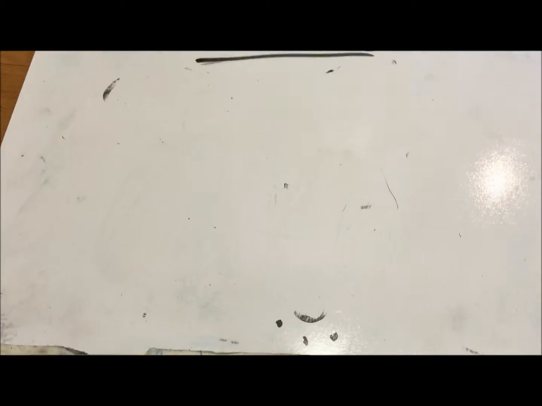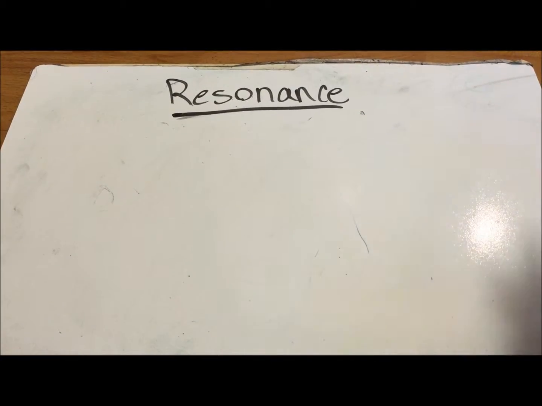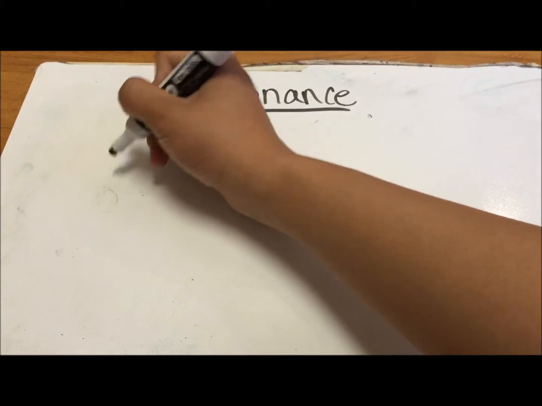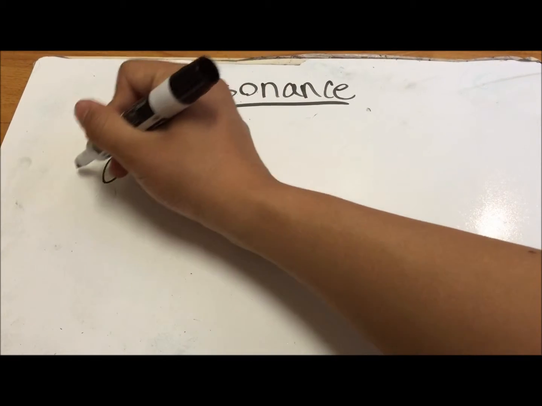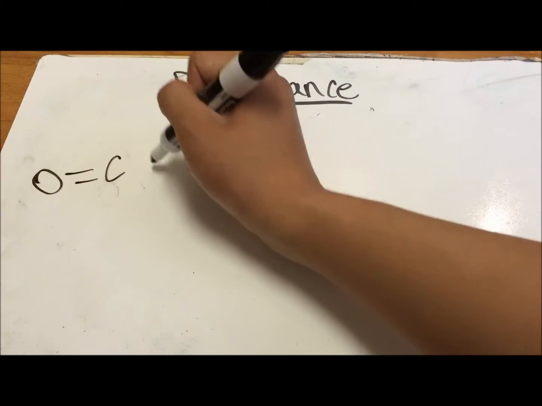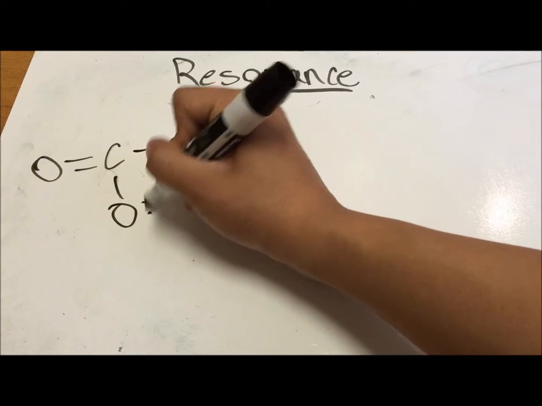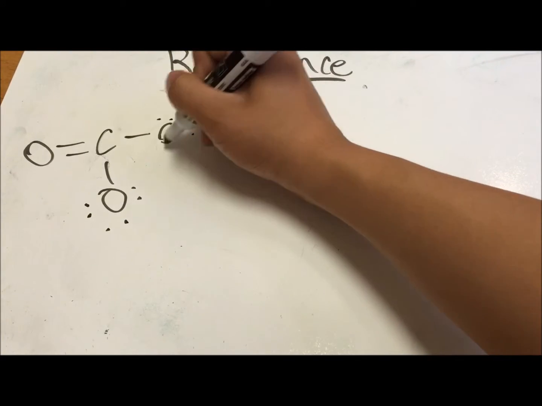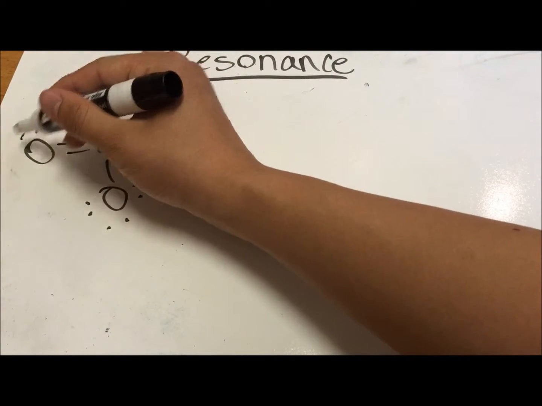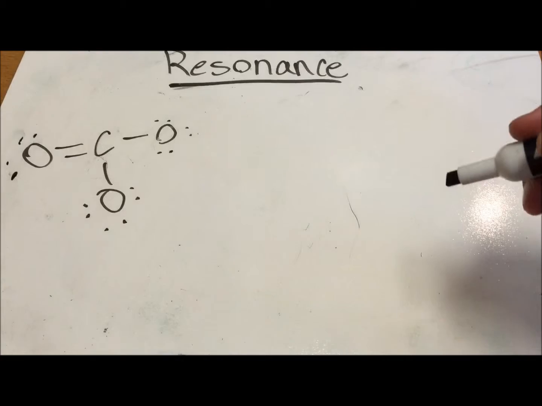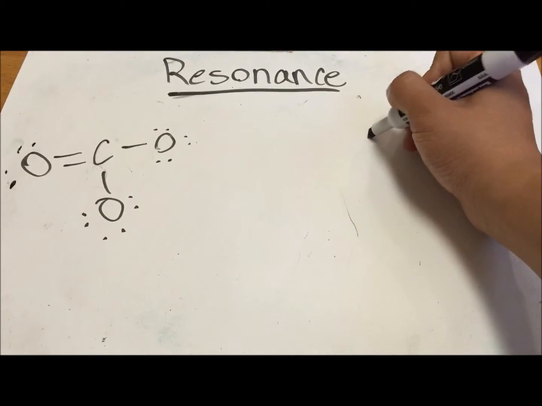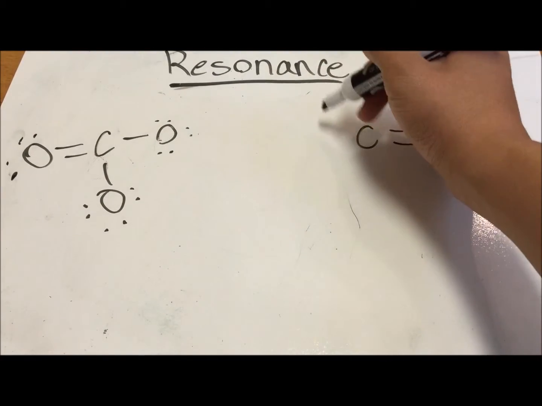So now what is resonance, and how does this relate? Resonance means that a molecule cannot be represented by just one structure. So I'm just going to draw what we just drew at first, the Lewis structure of CO3 2-. But we're just going to ask the question, how does this relate? So I'm going to draw CO3 2- again, but you notice I'm keeping the position of the atoms in the same place.